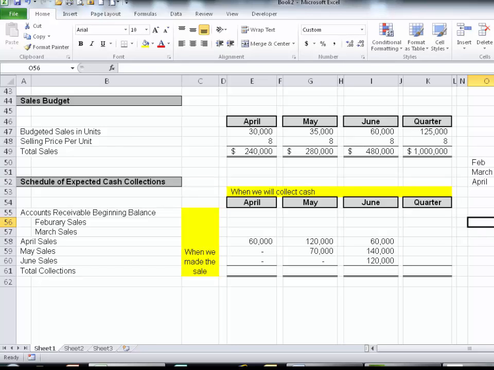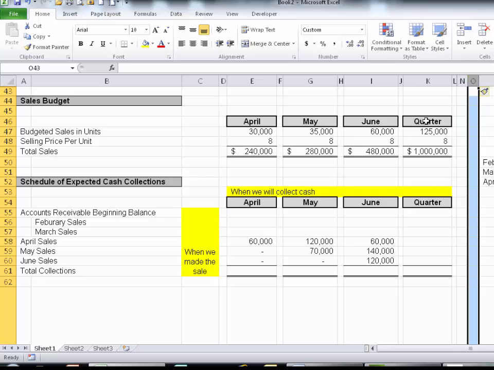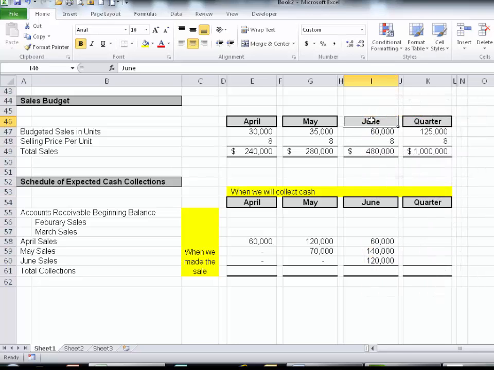I know that I'm only collecting part of February's sales this quarter, 25% of them. This is not my sales number. So I could either create an additional column here for February, that looks kind of like this.